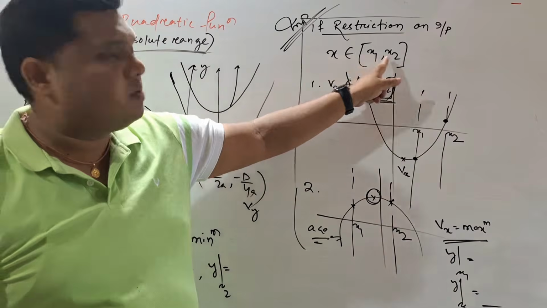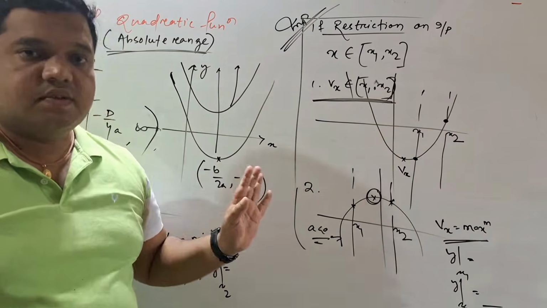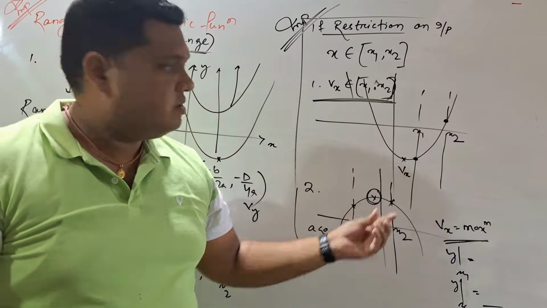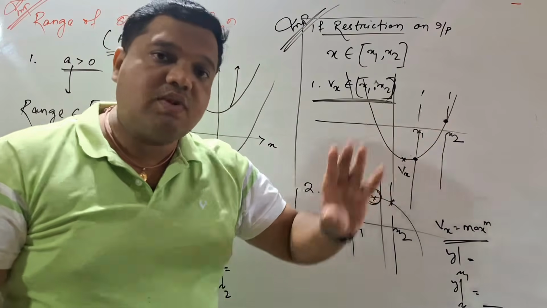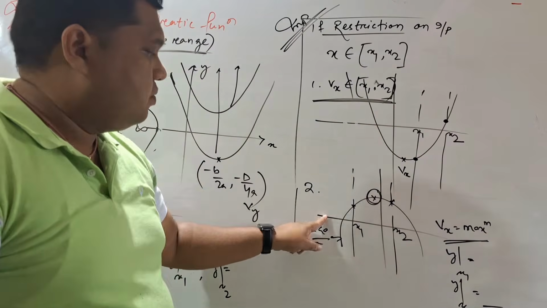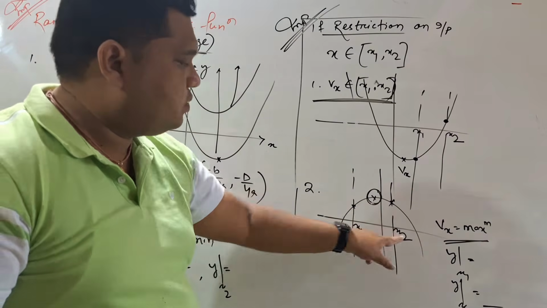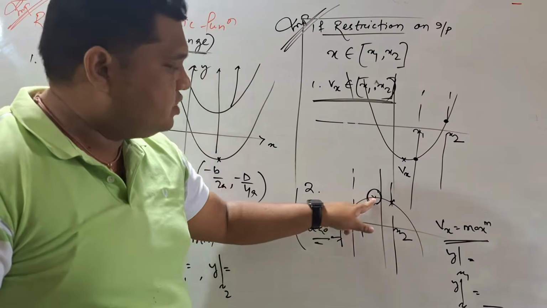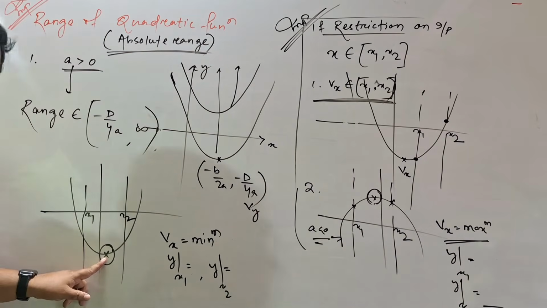X belongs to x1 comma x2. When this condition is given, how to handle it? This is the thought process. First of all, when the vertex is outside my range x1 and x2, the y value at x1 and the y value at x2 will give me the minimum and maximum value. So this is very easy. But when the vertex lies inside this range, x1 to x2, and here a is less than 0, a less than 0 means here I will get the maximum value. A greater than 0 means here I will get the minimum value.